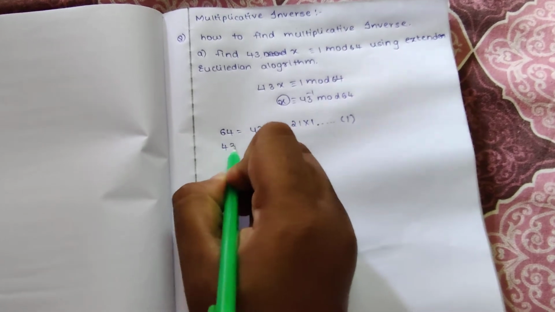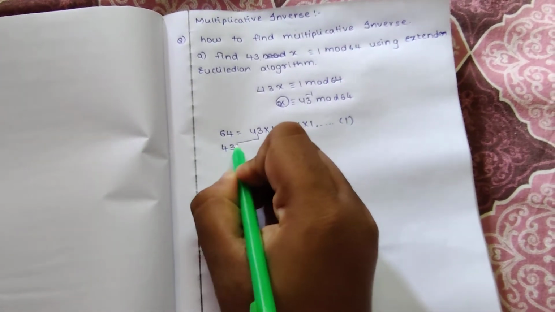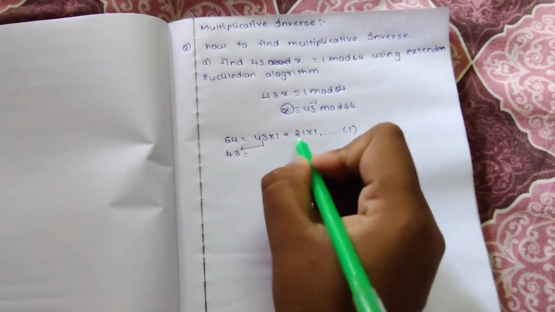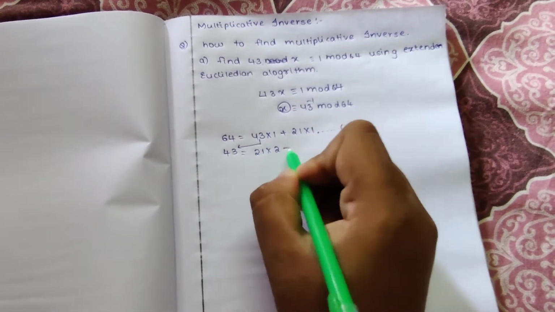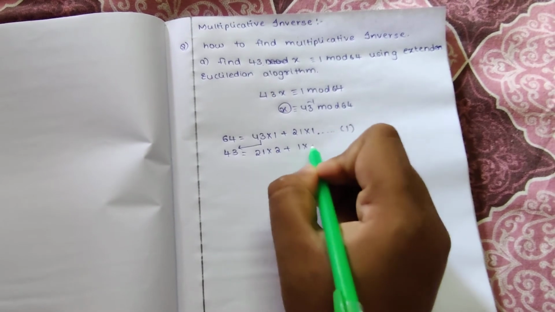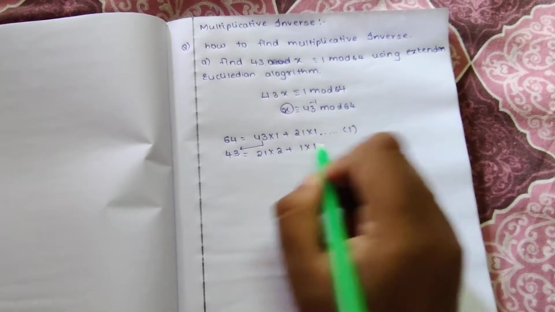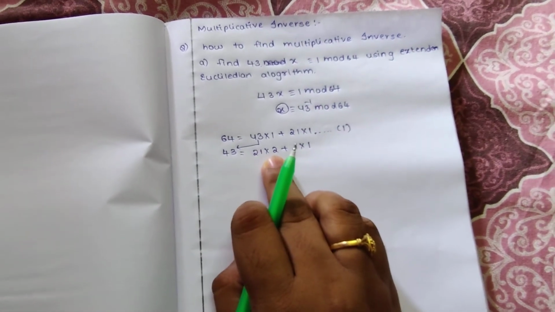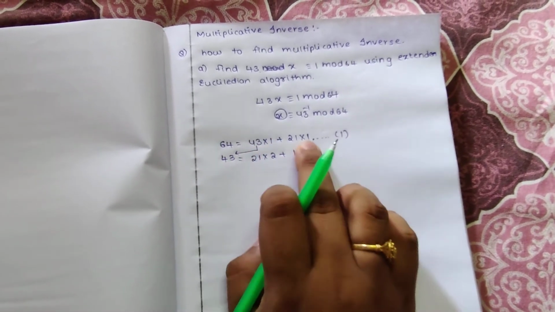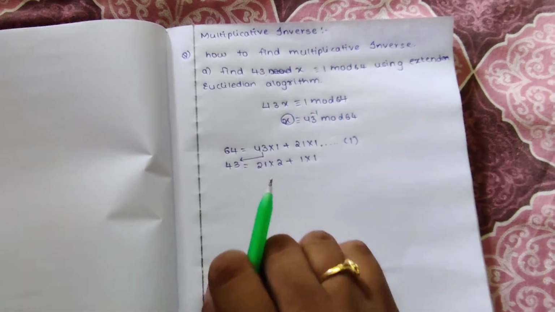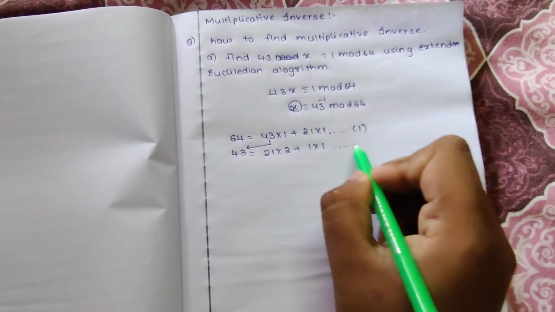43. We have to take this number. 43 is equal to 21 into 2 plus 1 into 1. 21 into 2 is 42, 42 plus 1 is 43. In the same way, 43 plus 21 is equal to 64. This is the second equation.